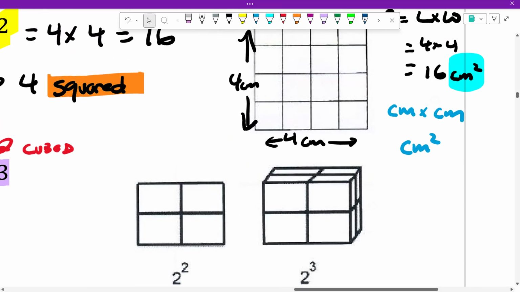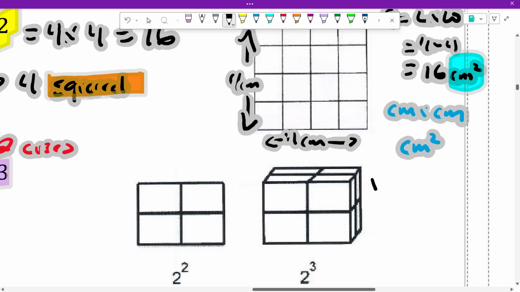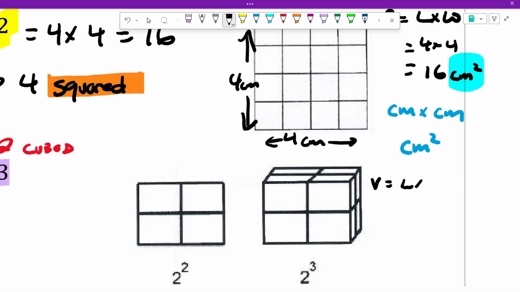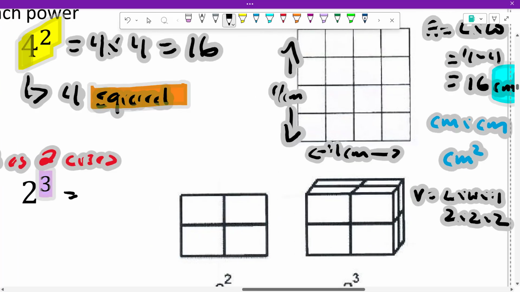So when you do volume of a cube, I'm hoping you remember this from last year. It was length times width times height. Multiply all the sides together. It was 2 times 2 times 2. If you multiply 3 2's together, do you get 6? No. Good, you caught me. What should it be? 8. So this is 8. Right?